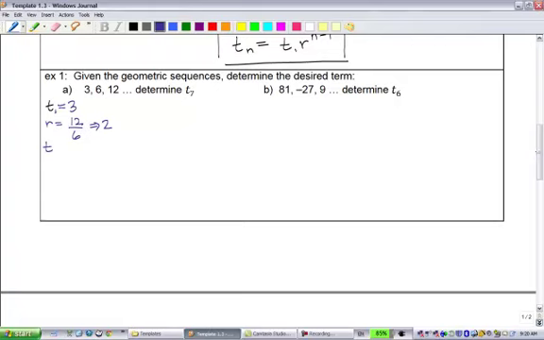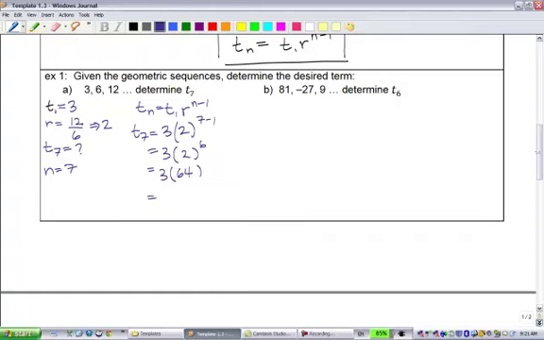We are looking for term 7, and n is 7. So T sub n is T1 r to the n minus 1. T7 is 3 times r, which is 2, to the 7 minus 1. Again, when you make replacements, make sure you put stuff in brackets. 2 to the power 6 is 64, and 3 times 64 is 192. So the term 7 is 192.